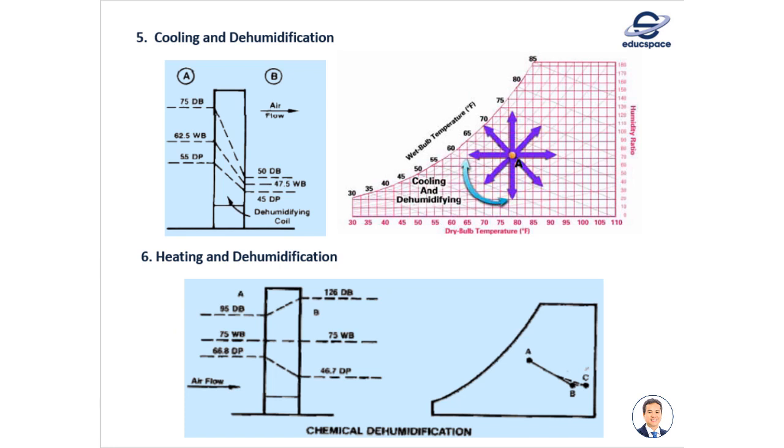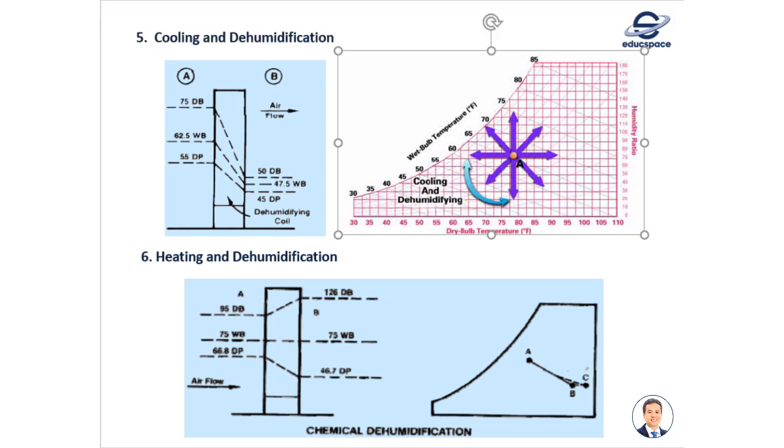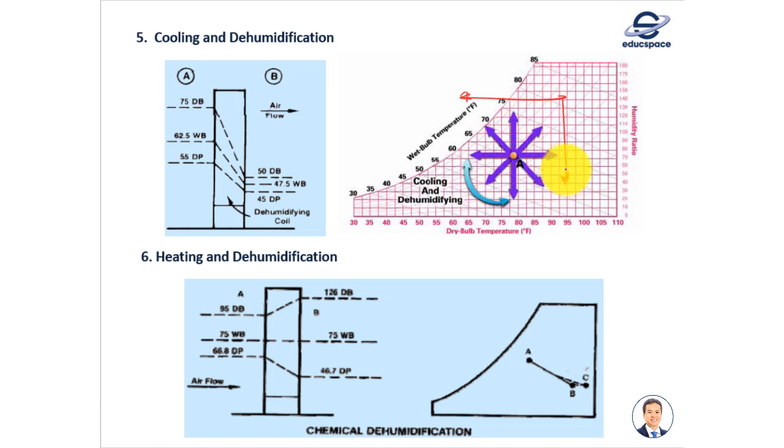Alright, so next process is cooling and dehumidification. So it's a combination lang kanina. We have cooling, that is from right to left, and then dehumidification, that is from top to down. Okay, so lagi ko lang ha. So this one is cooling, going to this direction, and dehumidification is in this direction. So kinumbine lang. So the tendency or the process is like this. Okay. This one is cooling, and this one is dehumidification.